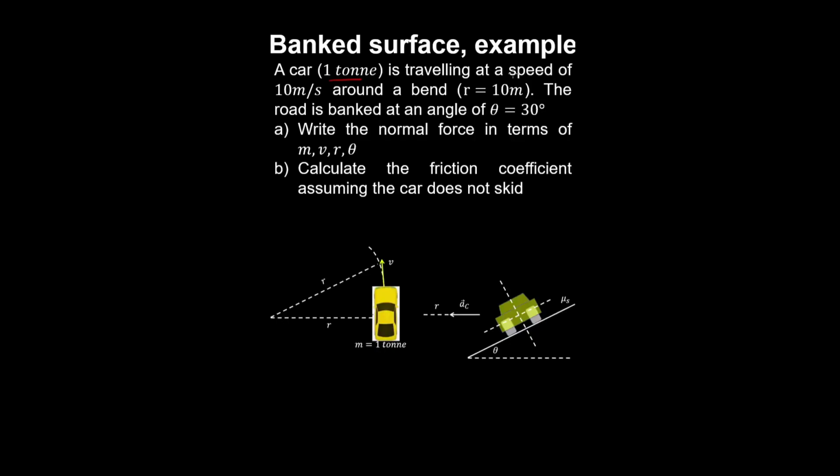A car is travelling at a speed of 10 meters per second around a bend, and the road is banked at an angle of 30 degrees. And we're asked to write the normal force in terms of these variables.